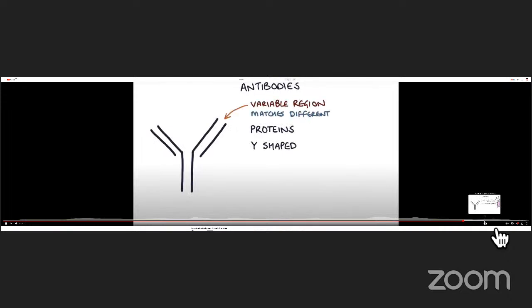These antibodies are proteins that are shaped so that one end is variable in shape to match different antigens, whereas the other end is fixed in shape and can be recognized by many cells of the immune system. These proteins float around the blood and attach themselves to antigens that match their specific variable region. And these antibodies help the immune system fight pathogens in a number of different ways.